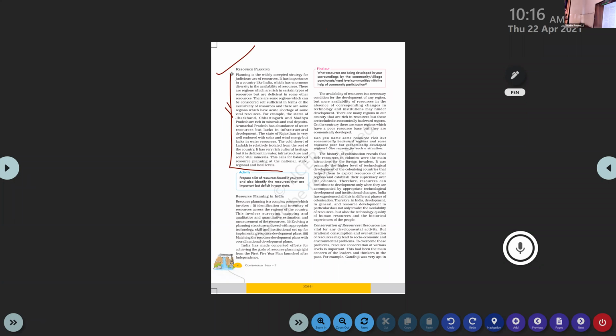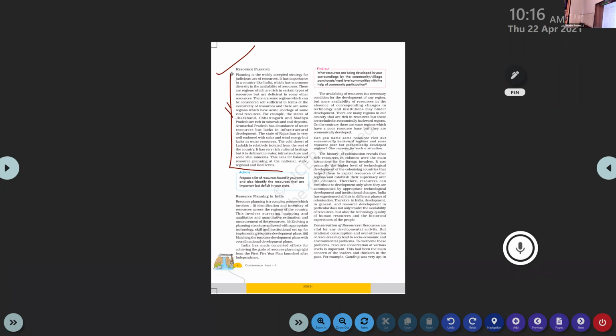Okay, government support through the institutions is necessary. These kinds of things are necessary for implementing resource development plans. Resource development plans, what are they? Underline: planning structure endowed with an appropriate technology, skill, and institutional setup for implementing resource development plans. Underline that. So these are the three things that are necessary for planning.